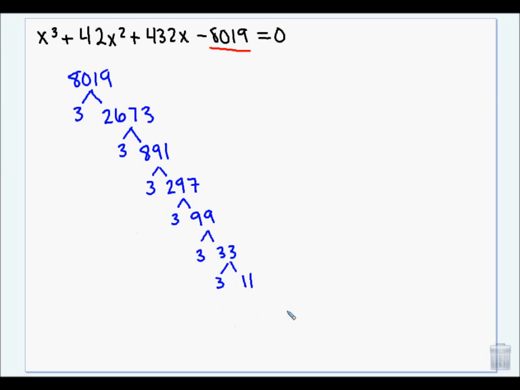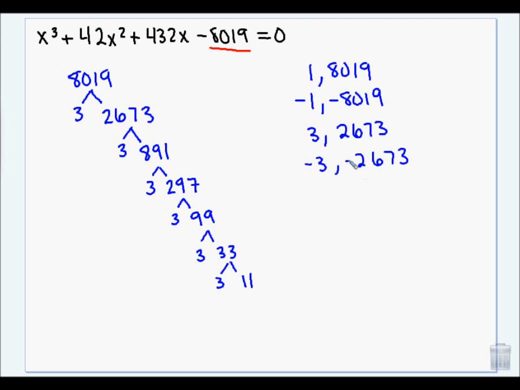How does this give me a list of factors? Well, my first two factors, oops, that's not my first two factors. My first two factors are 1 and 8019, and I also have -1 and -8019. Because these two make that negative and these two make the negative. Right? My next two factors are 3 and 2673 and -3 and -2673.